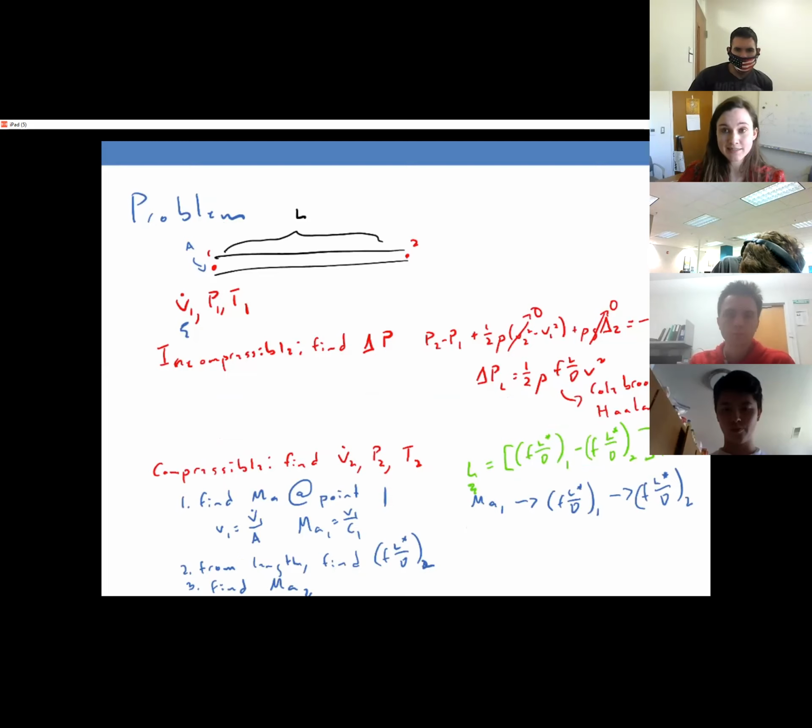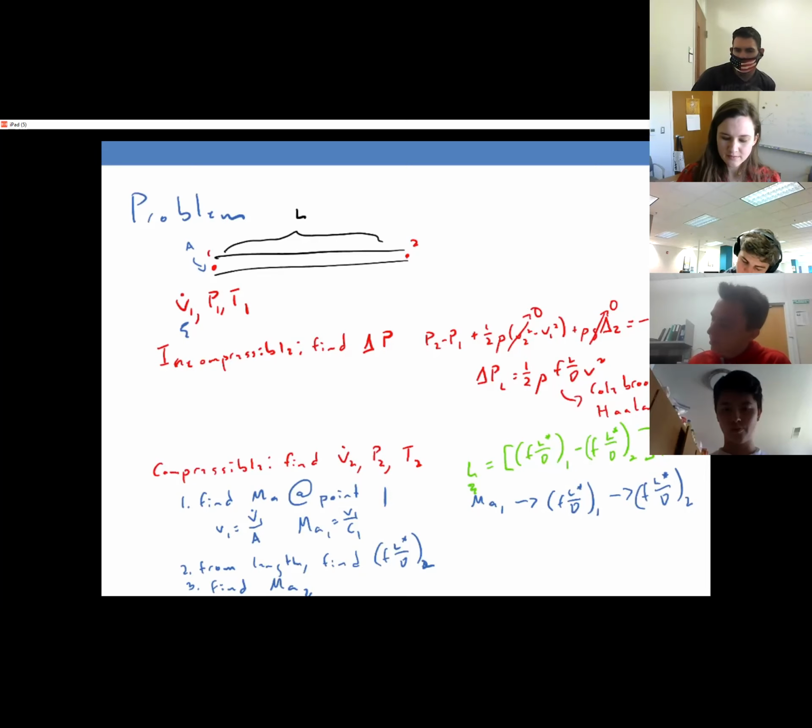But the difference is in the first one, you knew what Mach number 2 was, but you didn't know the length, and you found the length. And in this one, you know the length, and you don't know what Mach number 2 is. So you just go backwards. Okay, so then that's what lets us solve for that F L star over D at 0.2.